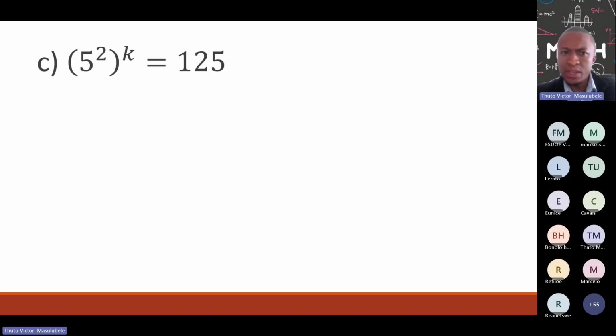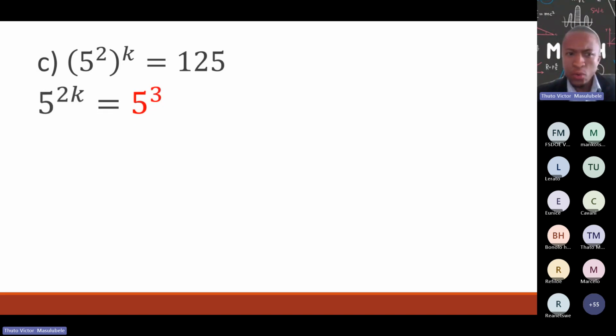If you realize here, we are raising a power to another power. Now it's quite important that you remember your laws of exponents. When you raise a power to another power, what we do is that you multiply the exponents. So 2 multiplied by k will give us 2k. And 125 can also be expressed as 5 to the power of 3.